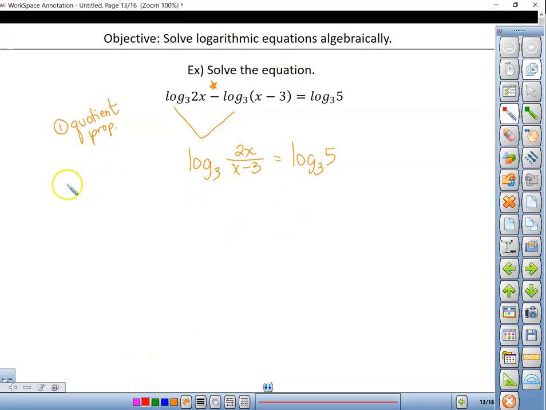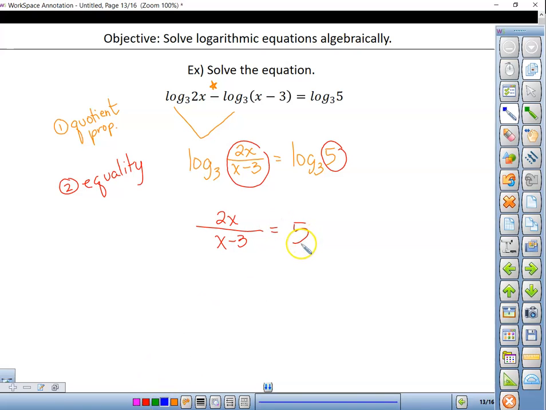So now my property of equality, because I have a logarithm base 3 equals another logarithm base 3, says that this first argument must be equal to this second argument. So now I have 2x divided by x minus 3 equals 5.